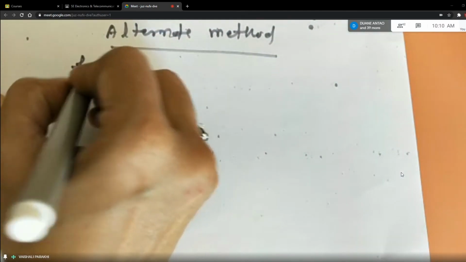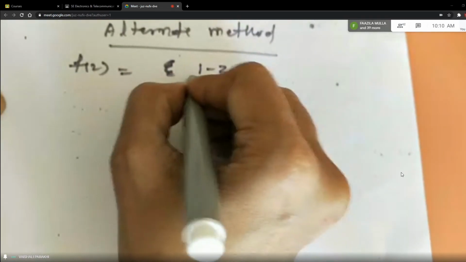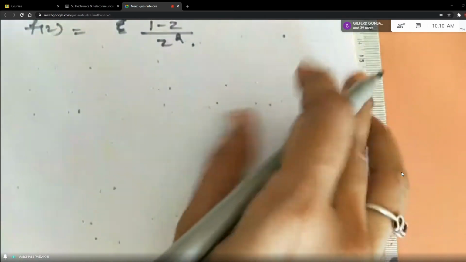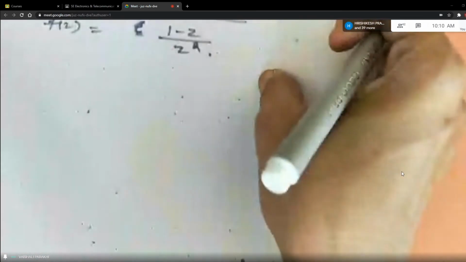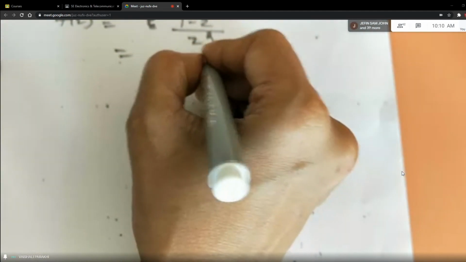What is your function f of z, students? It is (1 minus z) divided by z square, right? So here what I'm doing is, I'm adjusting these terms. How? See, I'm writing it as minus sign out and (z minus 1).